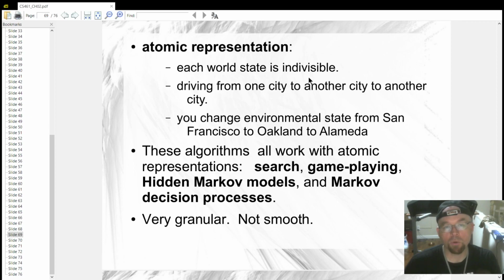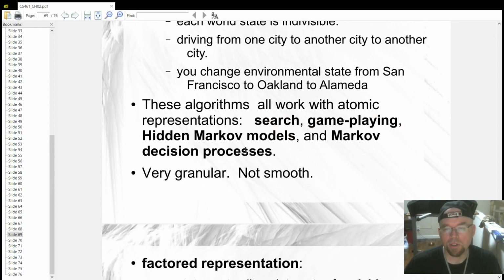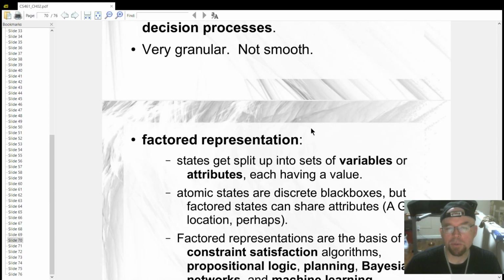Atomic representation, world states, indivisible. These are algorithms that work with atomic representations: search algorithms, game playing algorithms, hidden Markov models, Markov decision processes. We are going to look at these two for sure. Search algorithms are in chapter 3. Game playing is chapter 5. Chapter 4 also has some search algorithms. Okay, so very granular, not smooth.